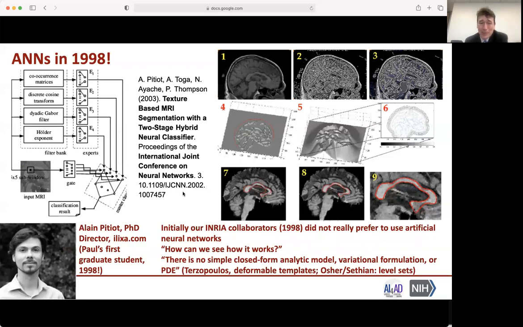Now, deep learning wasn't always popular. So my first graduate student, Alain Pitiot, was developing a deep learning method to identify the corpus callosum on MRI using really a very early deep learning neural classifier. And a lot of our collaborators at the time at the INRIA medical research group in France said that they didn't really prefer to use artificial neural networks. They said, well, how can we see how it works? There's no simple analytic model or variational formulation or partial differential equation to help us understand how to evolve features in these images and detect them. And so this was not entirely popular at the time.